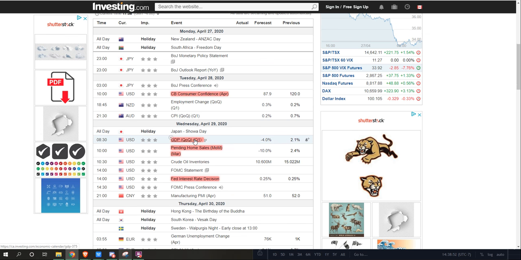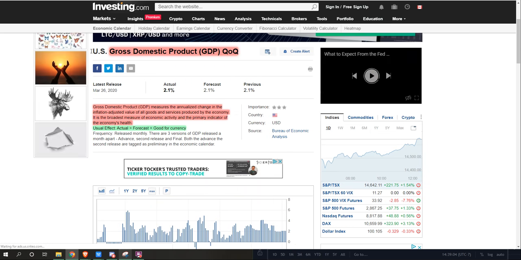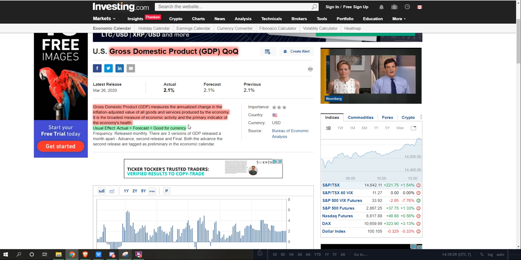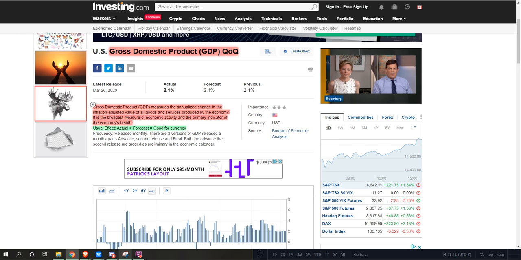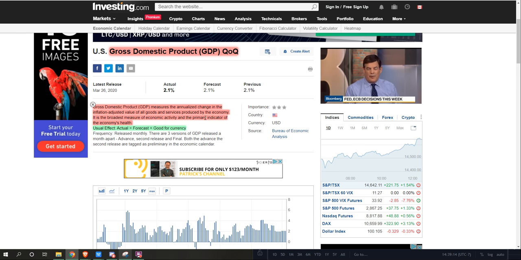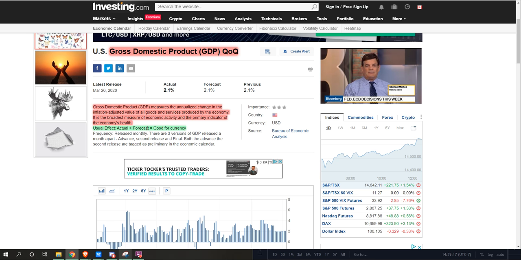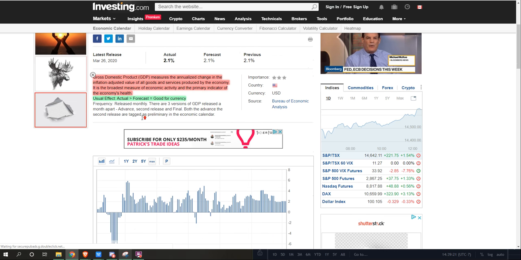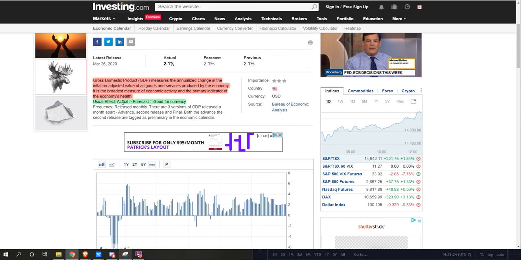Next thing we're going to look at, GDP. This is going to be a huge economic number for not just the United States, but for every country in the world, really, because every single country is suffering through this pandemic. So U.S. gross domestic product quarter over quarter. GDP is a measure of annualized change in the inflation-adjusted value of all goods and services produced by an economy. It is the broadest measure of economic activity and the primary indicator of the economy's health. So usually the effect is if the actual is bigger than the forecast, it's good for the currency.